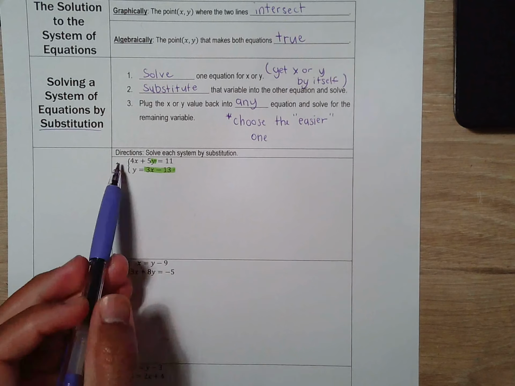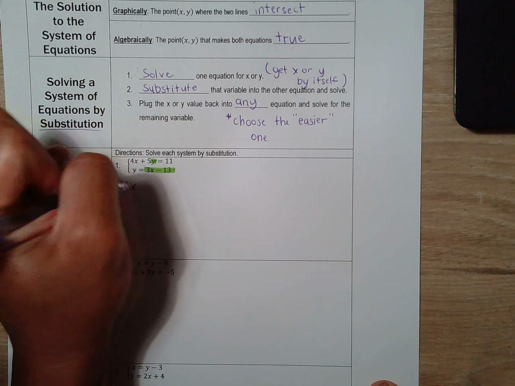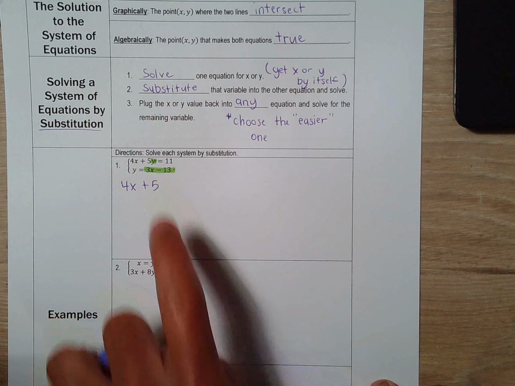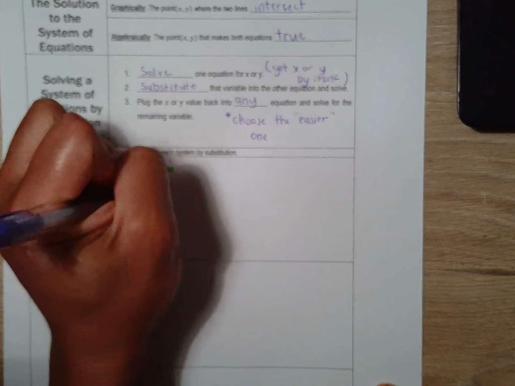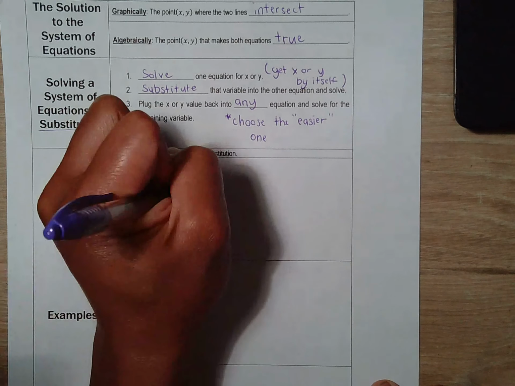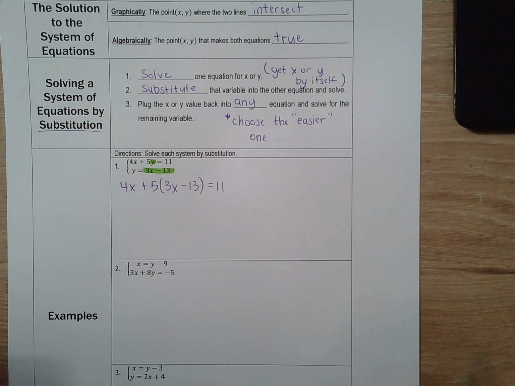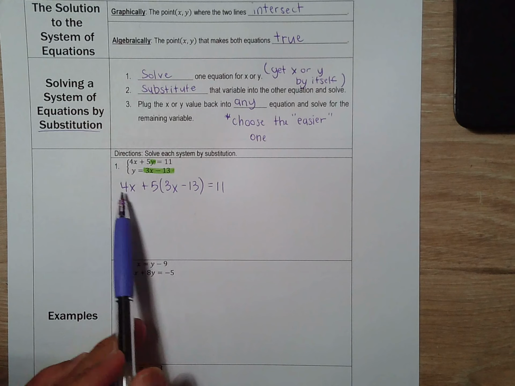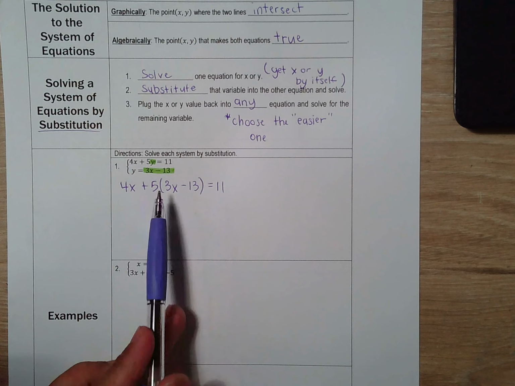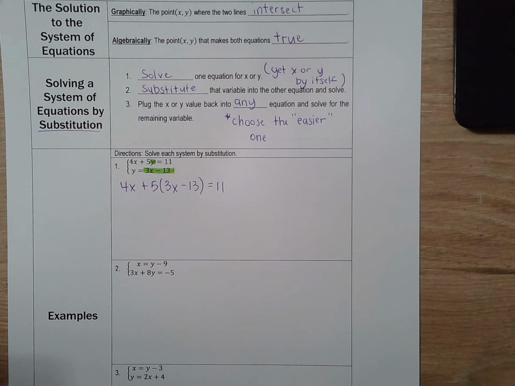So I still have this 4x, right? Bring down this 4x. 4x plus 5, and now instead of a y, I'm going to replace that with 3x minus 13. I'm going to substitute that expression into that variable. And then that's going to be equal to 11. Now hopefully you can see why that makes this equation a lot easier. Before we had a system of equations. Now we just have an equation in one variable. We started off with two variables, now we just have one variable. That makes it easier for us to solve. Ideally we should be able to solve these by now.